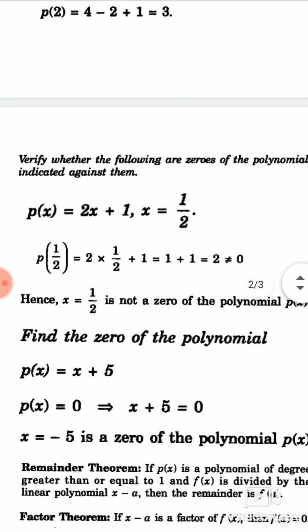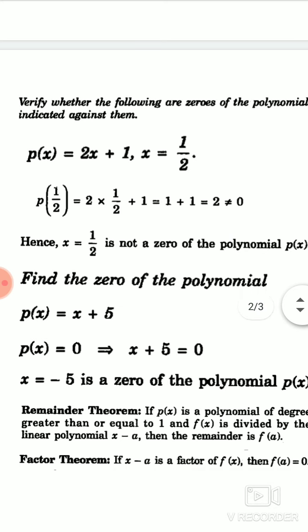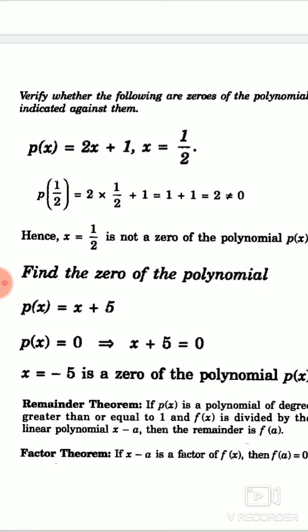Now the next thing. If a particular polynomial is given, as you can see in the next question, here the polynomial is given as p(x) = 2x + 1 and one value is indicated in front of this, that is x = 1/2.